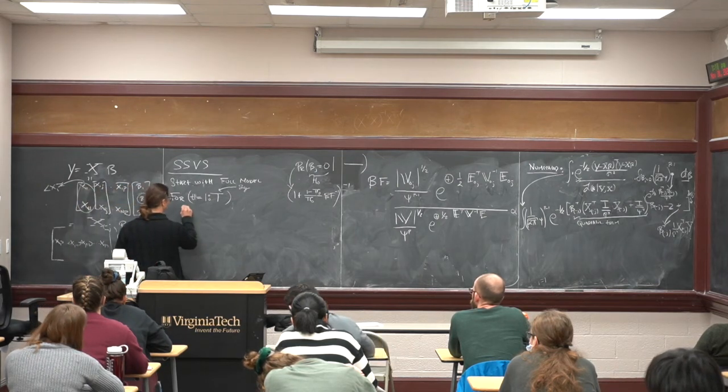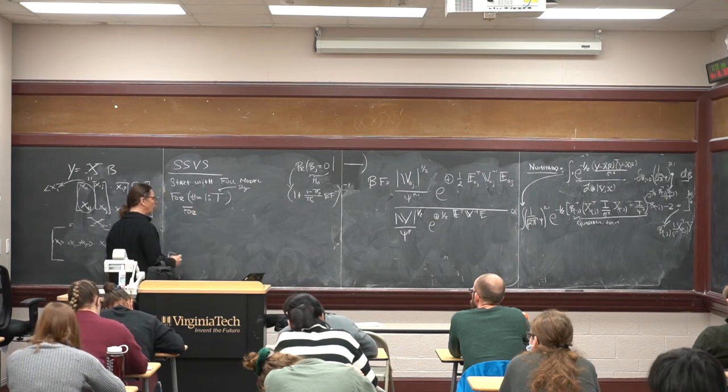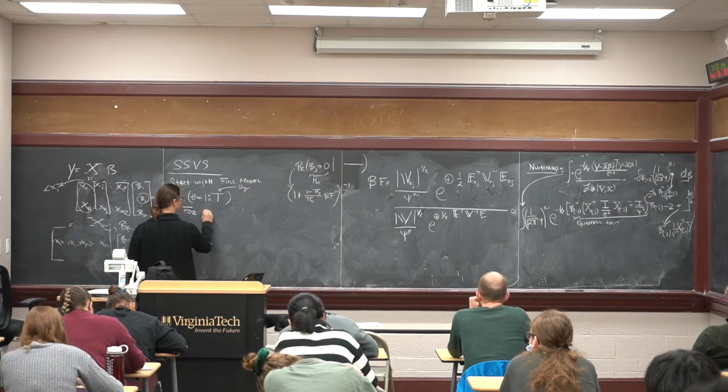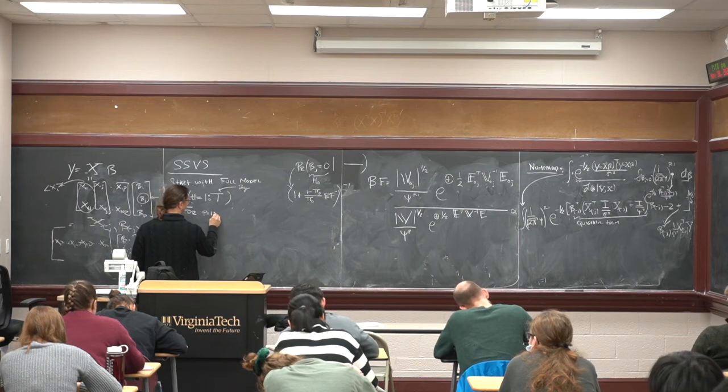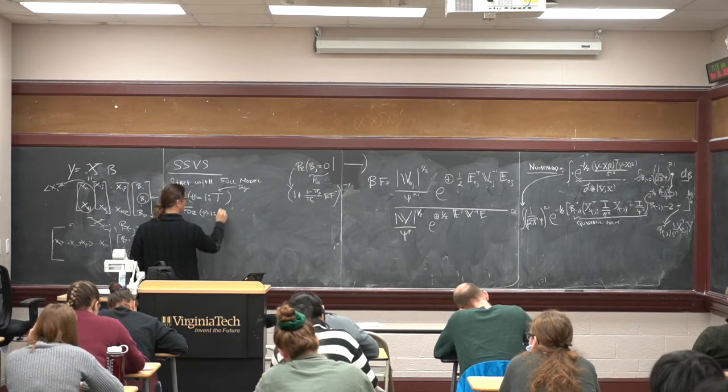So what we're going to do is iterate through a loop in here. So I'll say t goes from 1 to capital T.